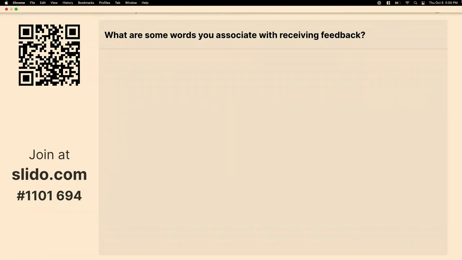For the next couple minutes, if you guys are able to, you can join using the slido.com link or the QR code. I know that the screen is a little dim in this room, so if that doesn't work, just use the .com. And the question is, what are some words that you associate with receiving feedback? Receiving, not giving.